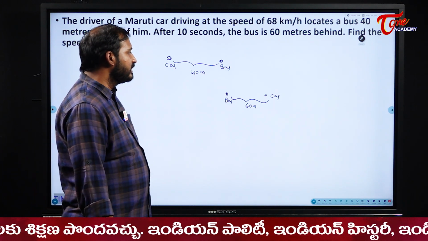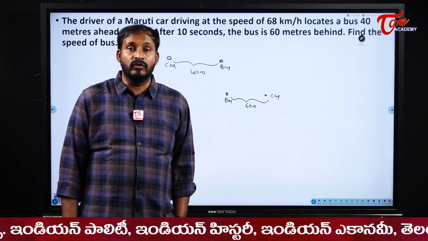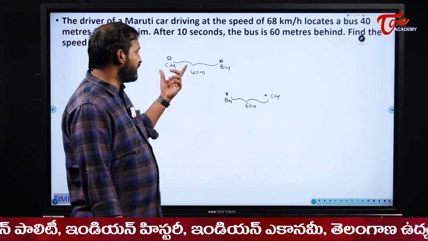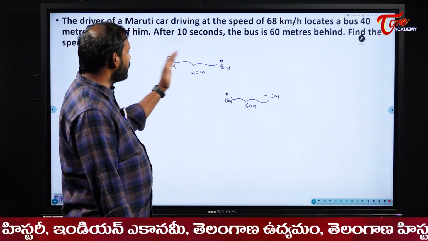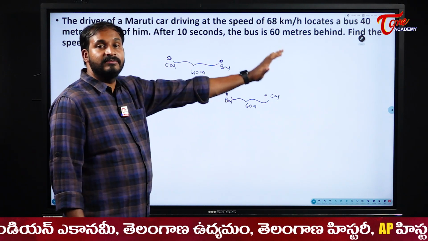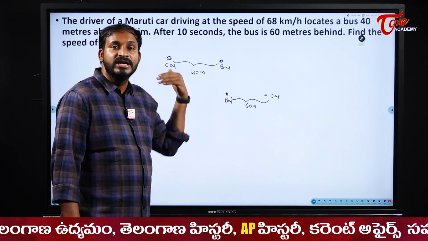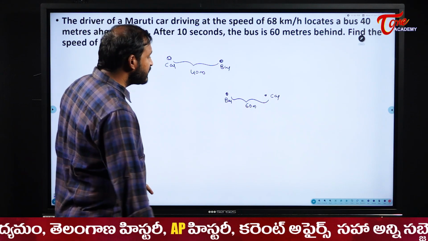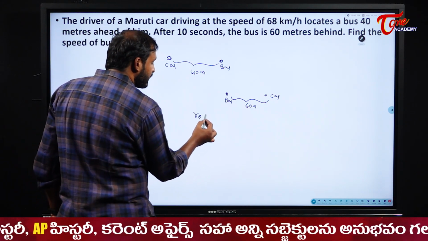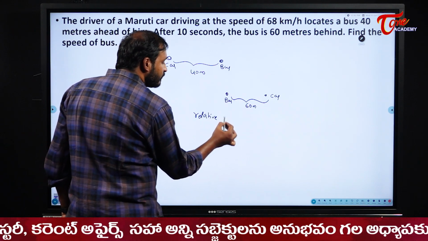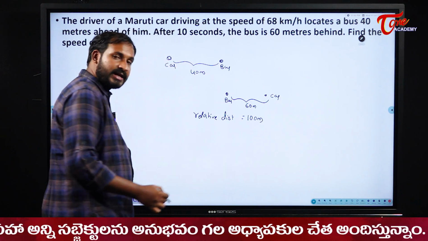Now tell me, effectively the distance covered. I am not speaking about the total distance covered by the car. Effectively with respect to the bus, what is the distance covered by my car? From 40 meters ahead to 60 meters behind. So what is the distance covered here by the car? I am not talking about the complete distance. The relative distance with the bus is what? 100 meters, right? The relative distance.